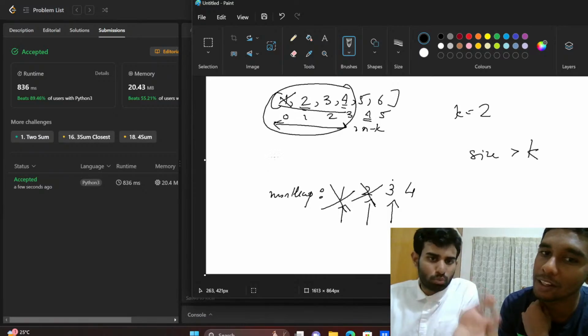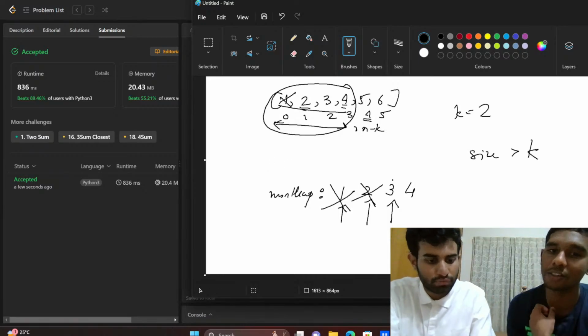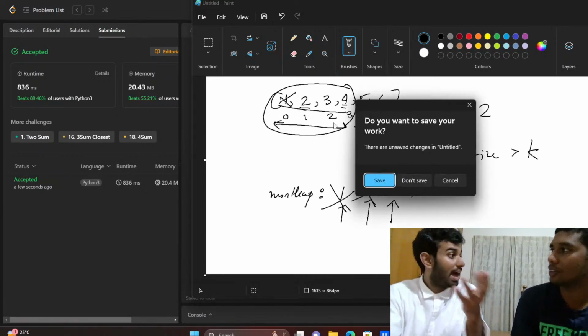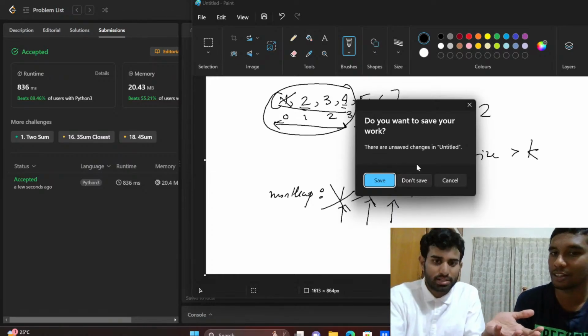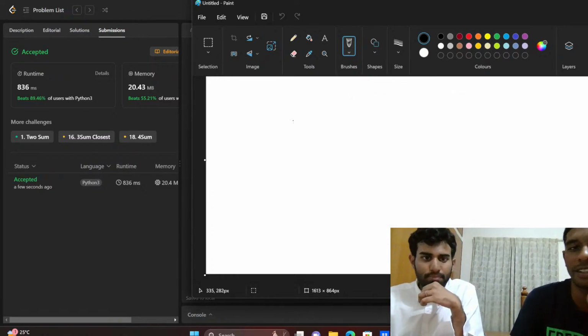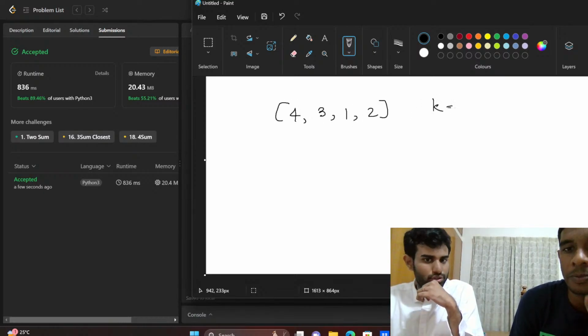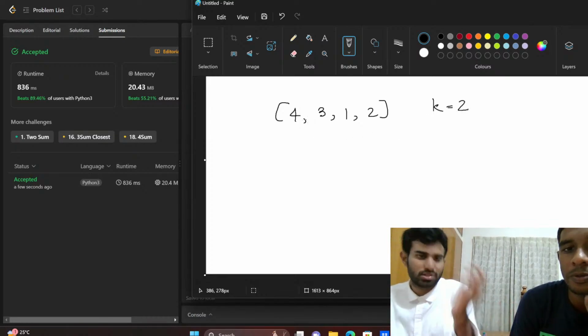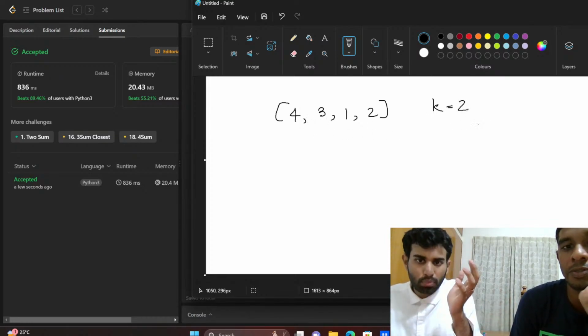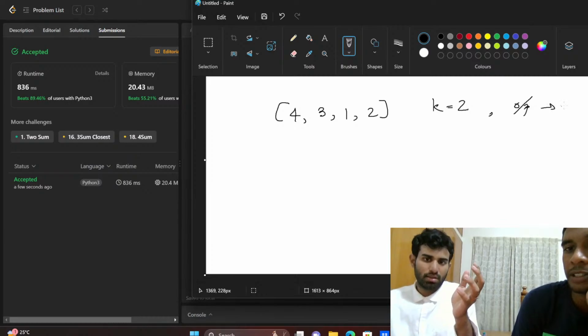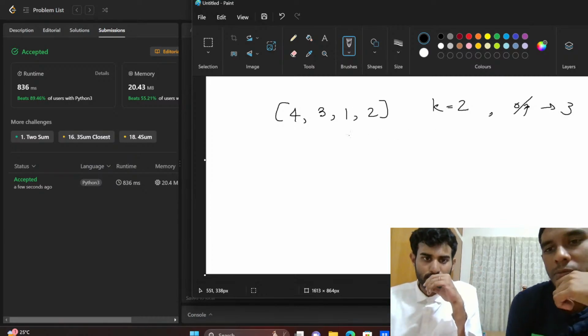Let's say the input order was different, right? This is a simple case where the input is sorted, so it makes sure that it's deleted. But let's look at a nicer case: 4, 3, 1, 2. Let's say there are four elements, and we want to find the second largest. This is not sorted, obviously. The first largest is 4. The output that we want in this case is 3. Correct? Now let's see what happens here.